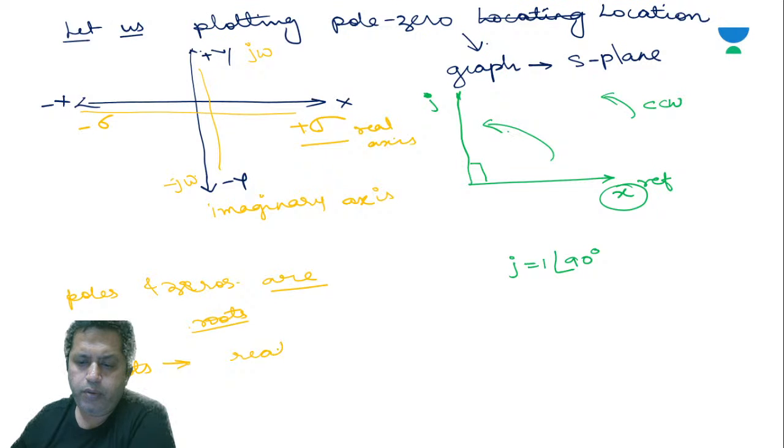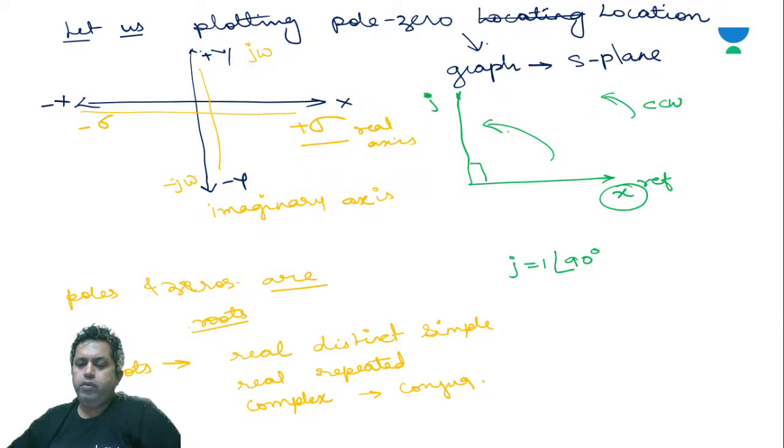So roots of a polynomial can be real, distinct, and simple. Roots can be real, repeated. Roots can be complex, and when they are complex, they are always conjugate.